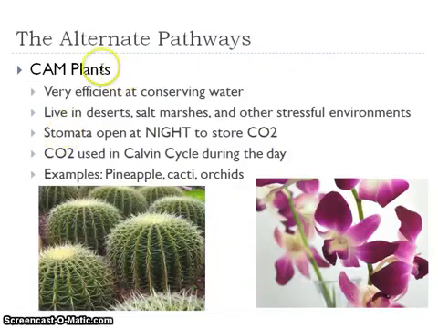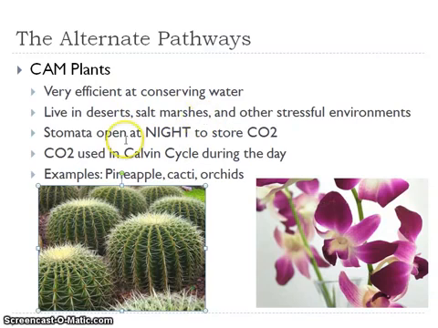The final type is called CAM plants. CAM plants are what we think of as most of the plants living in the desert. They're very, very efficient at conserving water. So they can live in really stressful environments like deserts and salt marshes. And they can do this by opening their stomata at night. These are the only plants that do that.